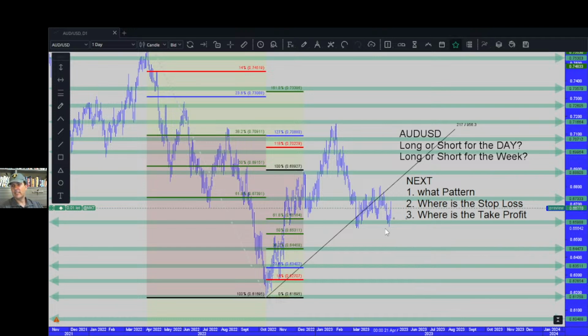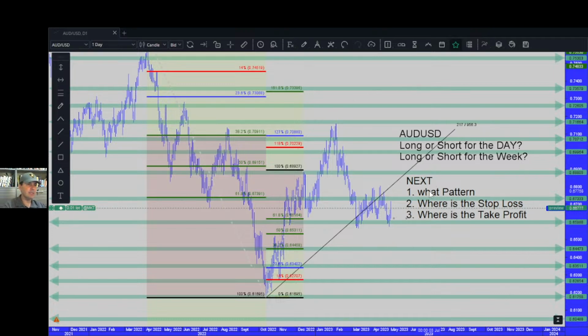Only Rakesh has the courage to enter the market long. So hedge fund trader Ernesto, hedge fund trader Gamer, long or short, what pattern, where is the stop loss, where is the take profit? Rakesh says market structure break above 6. Okay. So what pattern, on what time frame?